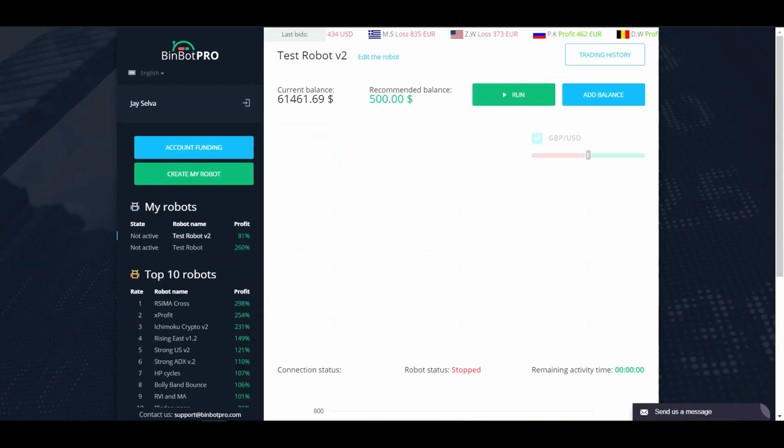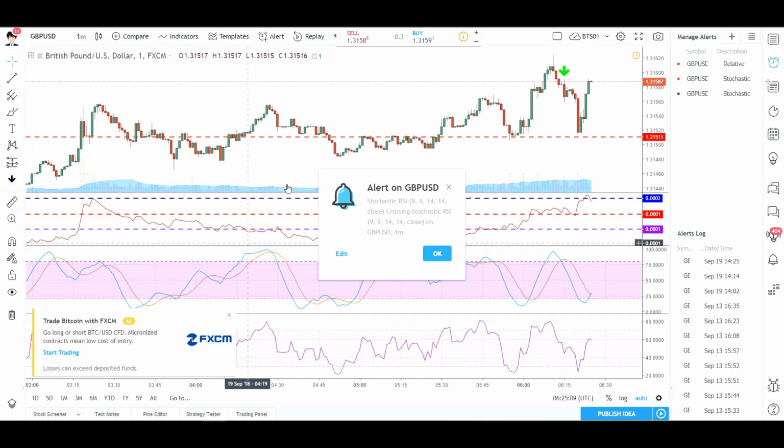There's another alarm. Alright, so I'm going to turn on the robot again, because it is under the method C requirement, and the stochastic RSI crosses did happen after the blue line went outside the 80-20 channel. So I've just activated the robot, and we'll wait for a position to be opened by the Binbot Pro software.